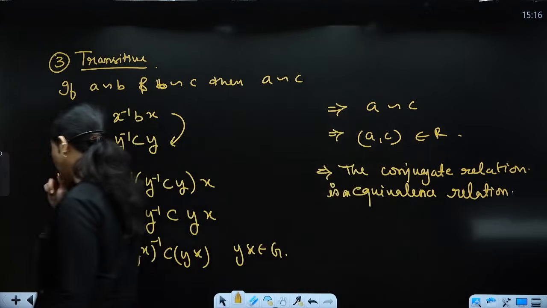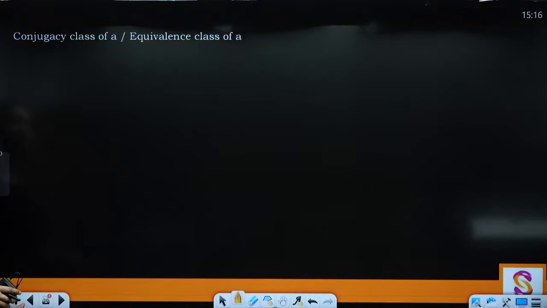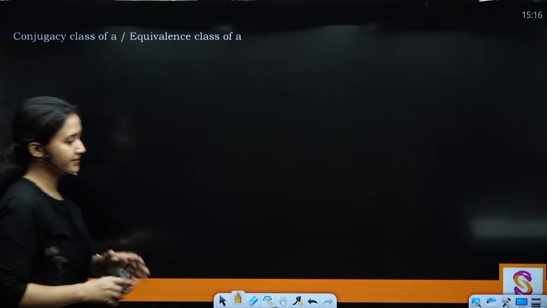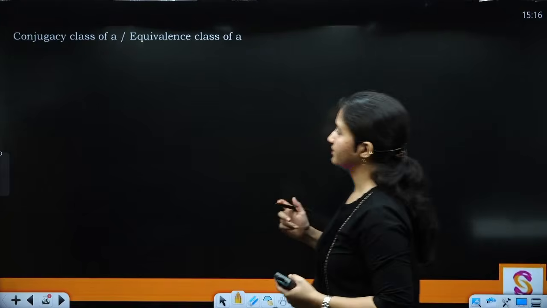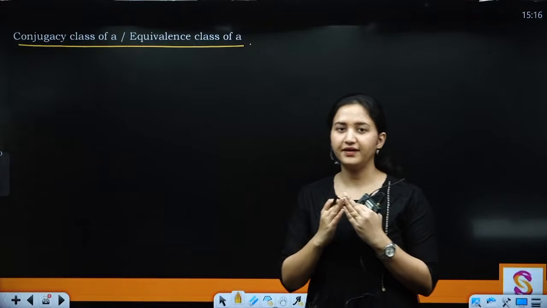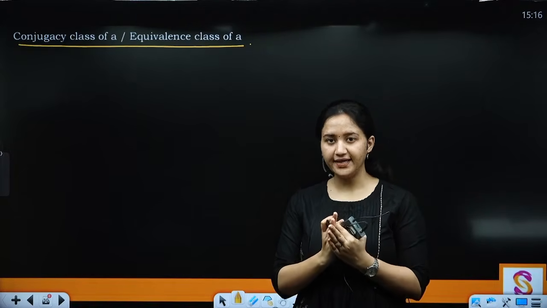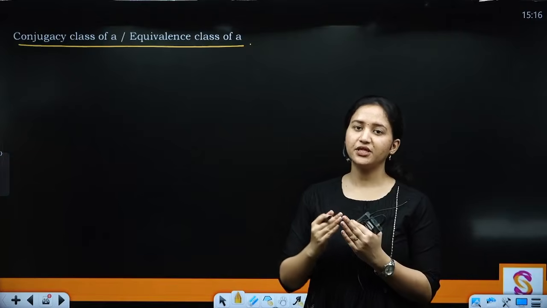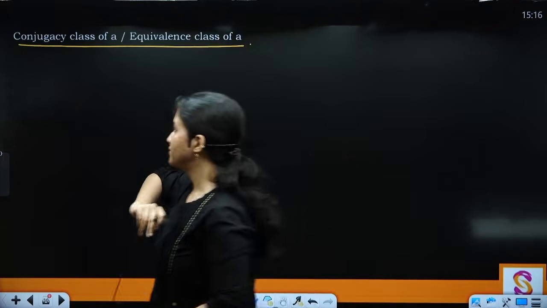Now we'll be writing some properties of it, right? Wait a second. First we'll define conjugacy class and then we'll write the properties. Okay, what do we mean by conjugacy class? पहले तो understand that we have defined a relation, that is a conjugate relation, which is an equivalence. So naturally it is going to divide the group into some classes which are going to be known as your equivalence classes or your conjugate classes, right?